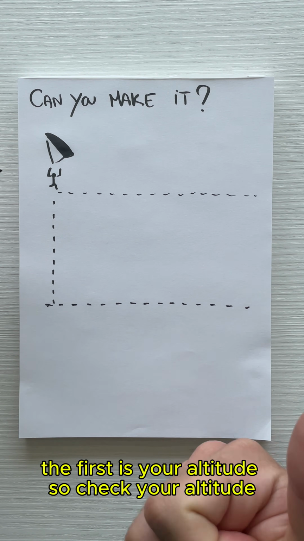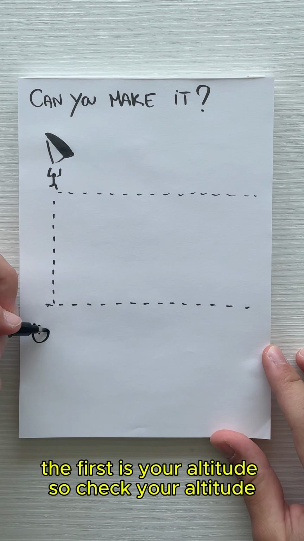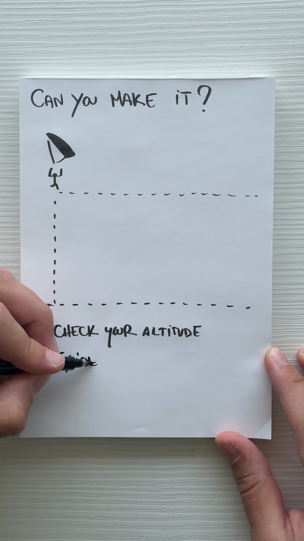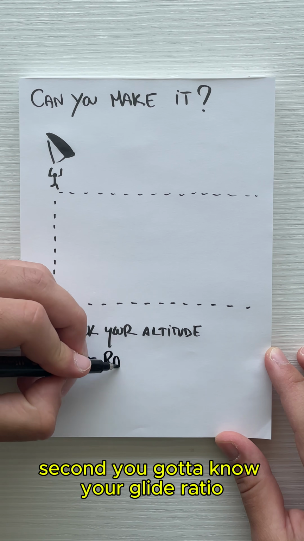So you gotta know three things. The first is your altitude. So check your altitude. Second, you gotta know your glide ratio.